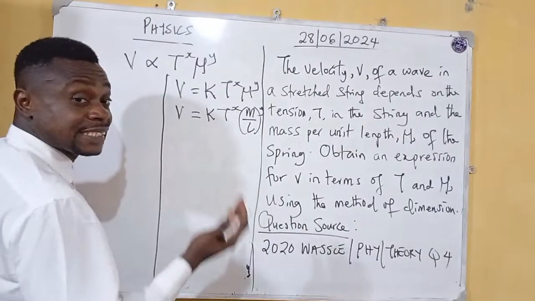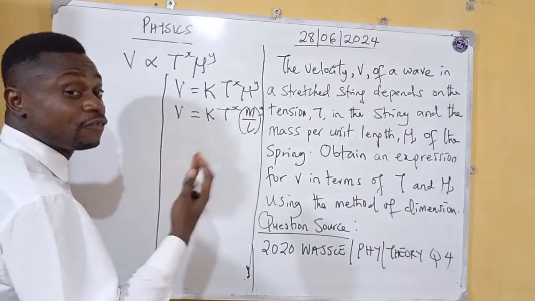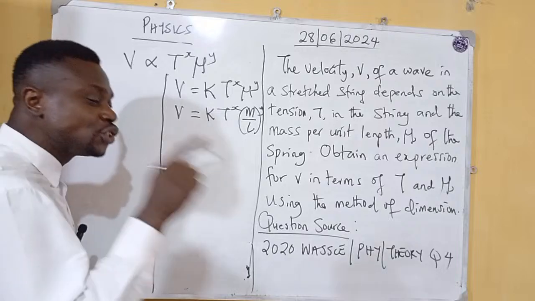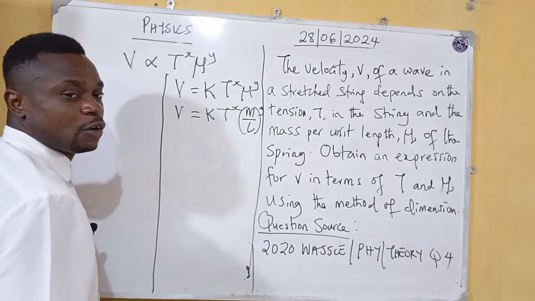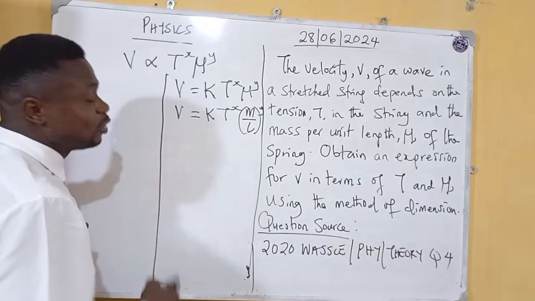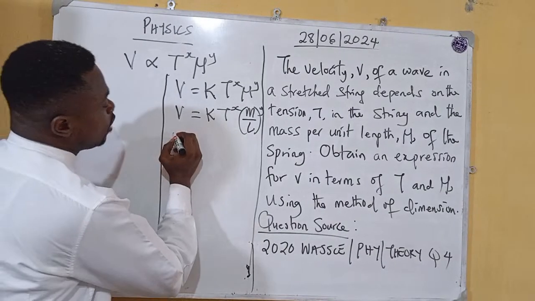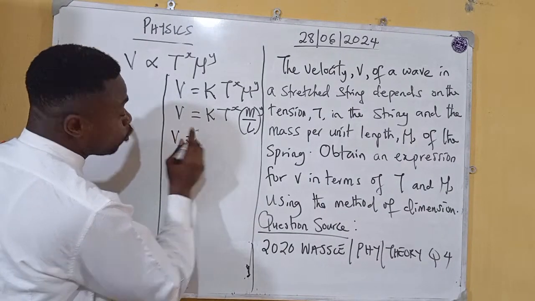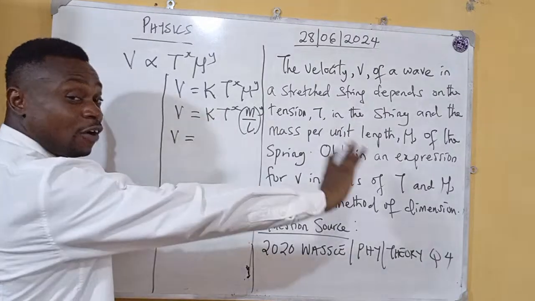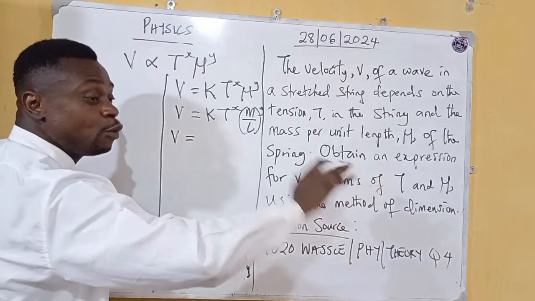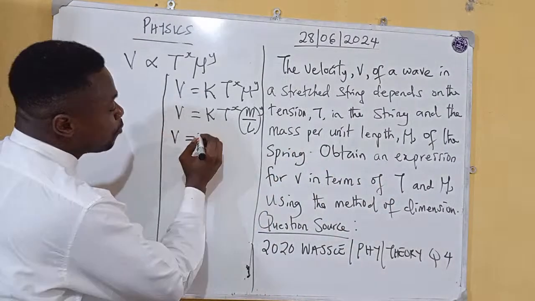So it has the SI unit of force, which is Newton. But Newton needs to be broken down further. What is Newton actually? What is force? So we can replace this with force. So we have V is equal to, because we want to deal with the symbol of the physical quantity first, before we go down to the units. We break it down properly.